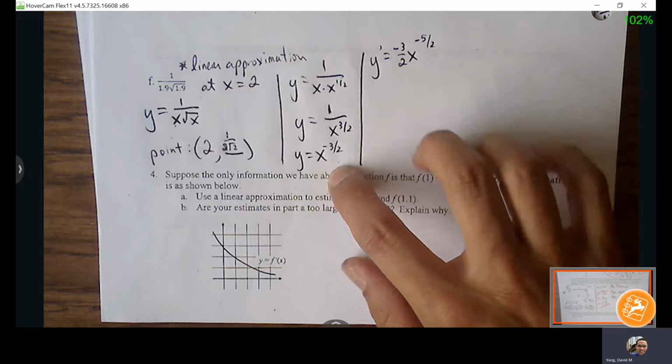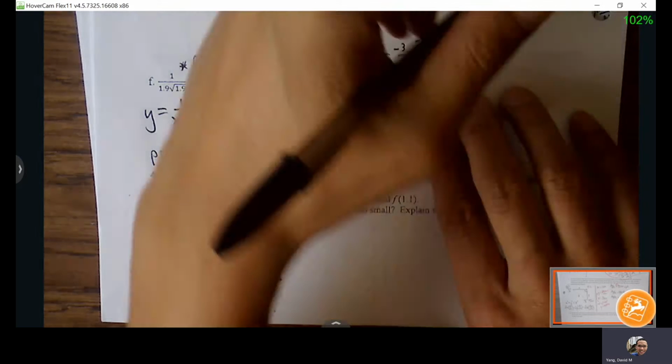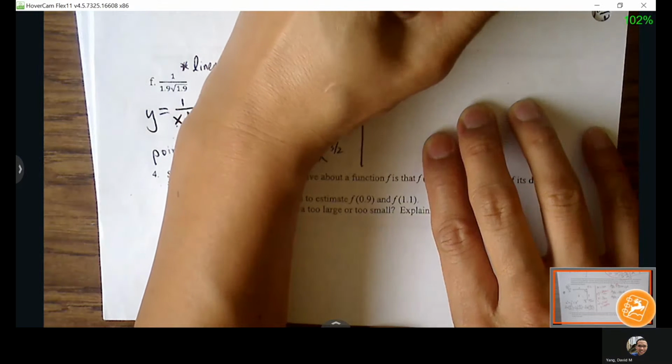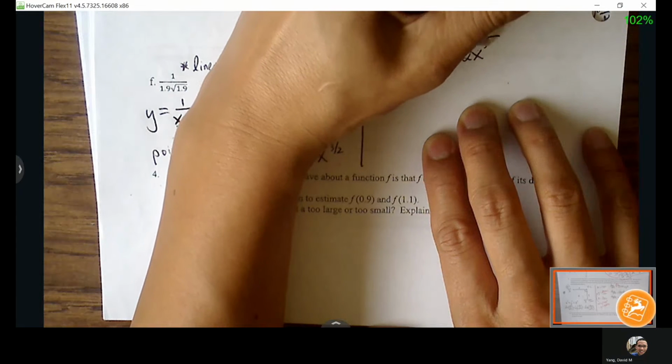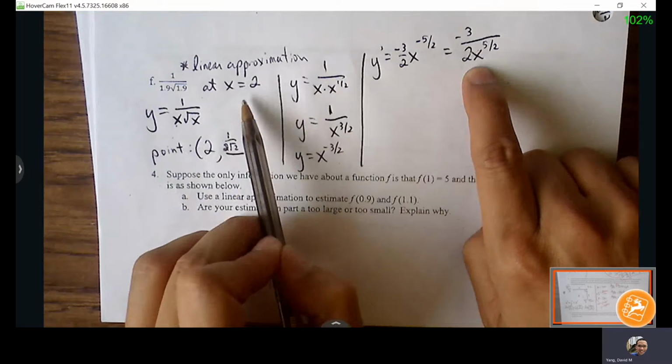Bring down the exponent, subtract 1 from the exponent, minus 2 over 2. Do a little bit of cleanup. And now I'm ready to use my derivative to find my slope.